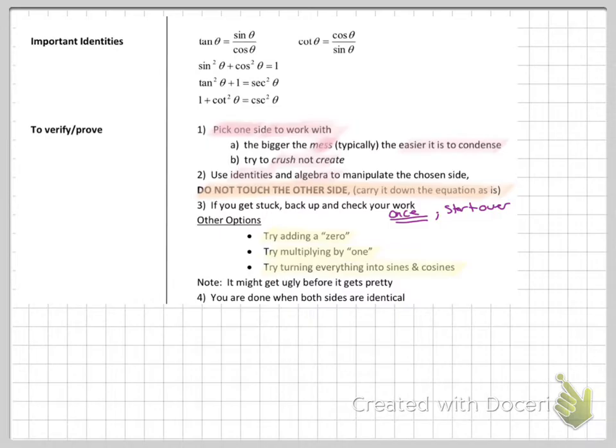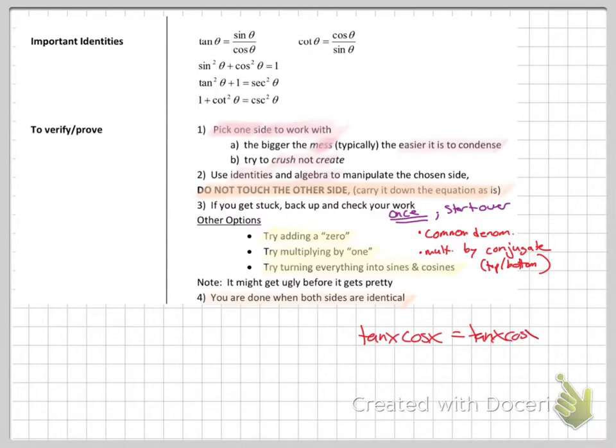A couple more things we're going to do. Make a common denominator. Multiplying by the conjugate on top and bottom can sometimes be helpful. And there's a note that it might get ugly before it gets pretty, and you are done when both sides are identical. Remember how we said don't touch the other side? It's not a full proof until you get, for example, tan x cosine x equals tan x cosine x. It literally needs to match.